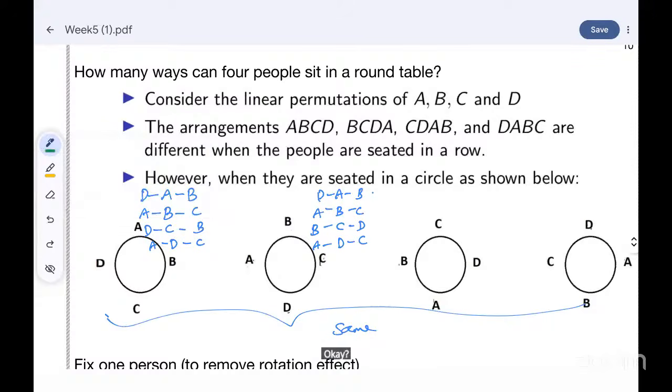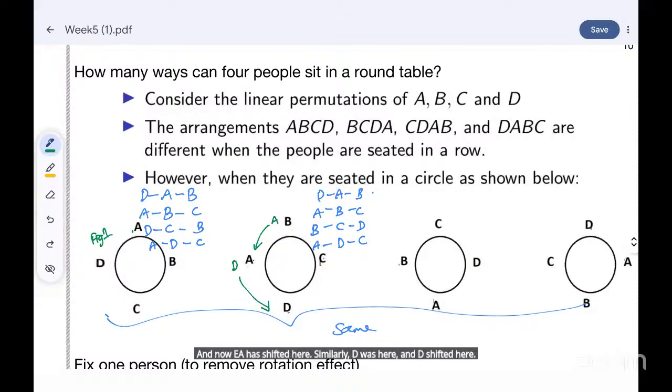The only thing you can see is that A has shifted to this position. Earlier, in figure 1, A was here and now A has shifted here. Similarly, D was here and D shifted here. C was here, C shifted here, and B was here, B shifted here. It's just a small rotation that has happened. The same thing has happened here. Now let's call this figure 2.